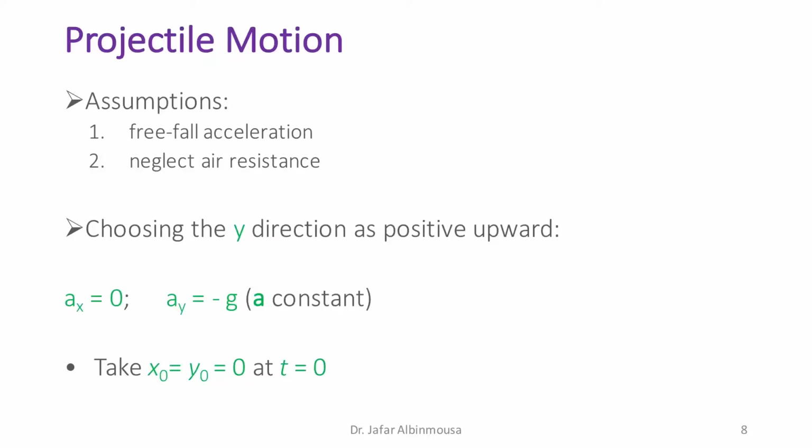If we deal with projectile motion, we have two assumptions: this is free fall acceleration under the effect of gravitational acceleration, and we neglect the air resistance. We choose the y direction as positive in the upward direction, and of course we will have ax equals 0 and ay equals minus g, and we usually take x0 equals y0 equals 0 at time equals 0.